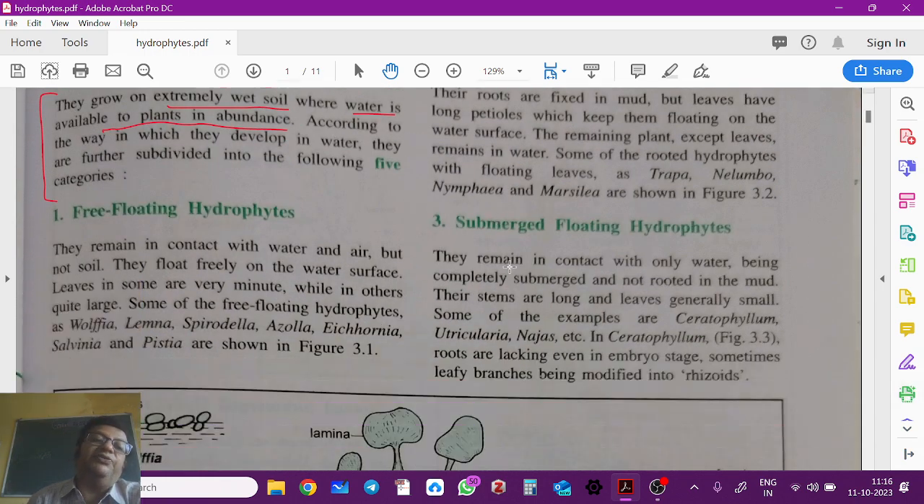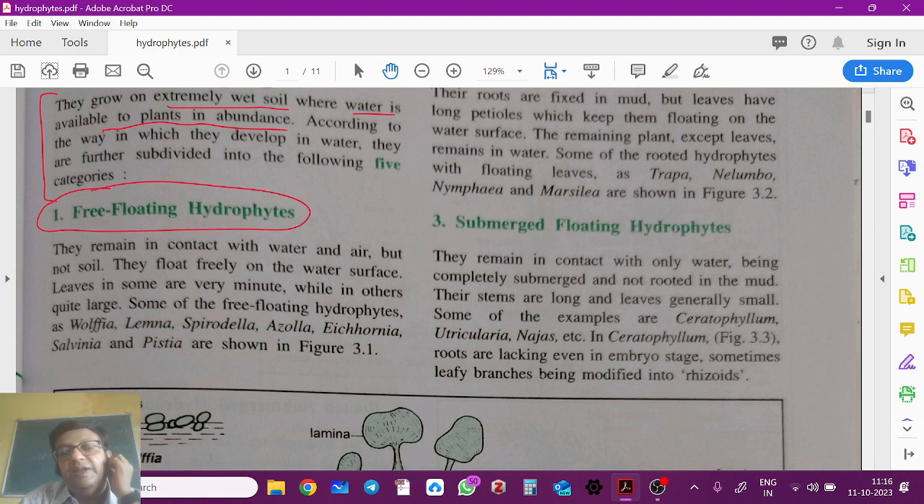Go a little lower, see the first one, free floating hydrophytes. Can you see? Free floating, as the name says, they float freely. They remain in contact with water and air, but not soil. They float freely on the water surface, meaning the plants float on top of the water.